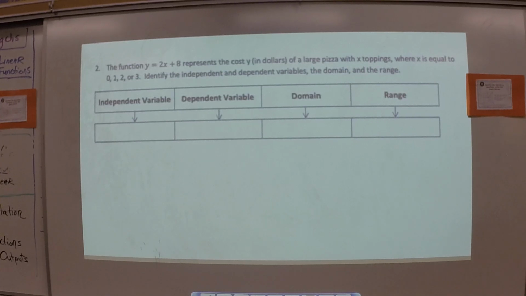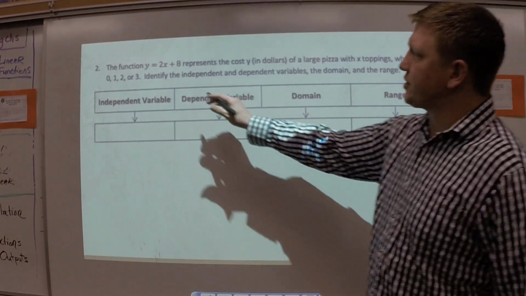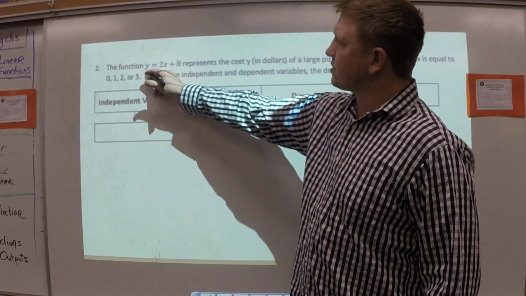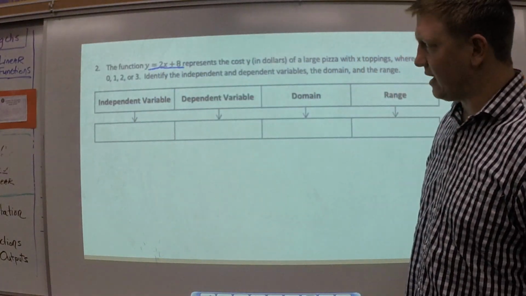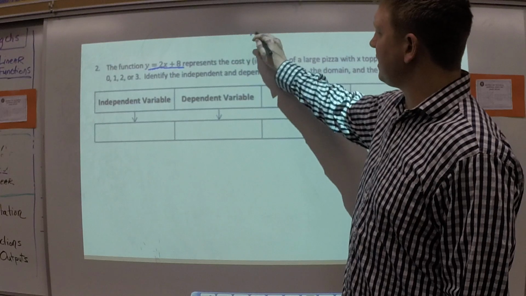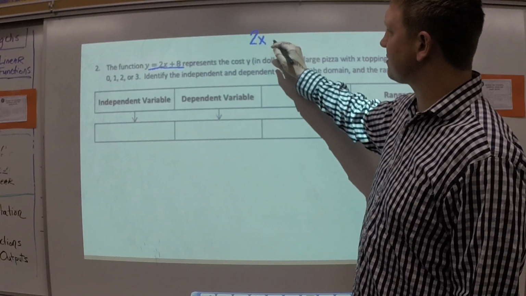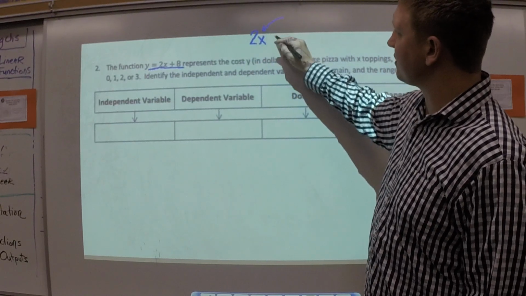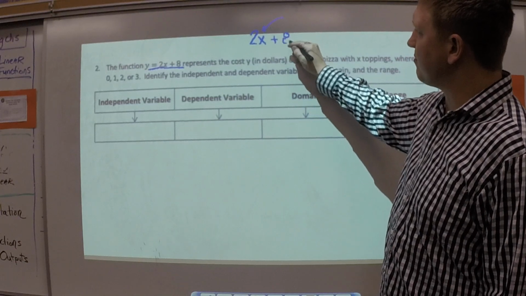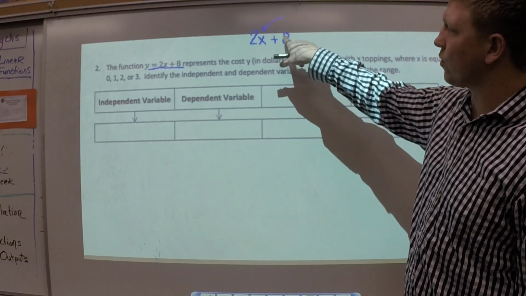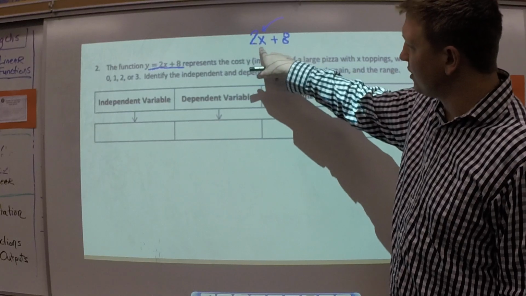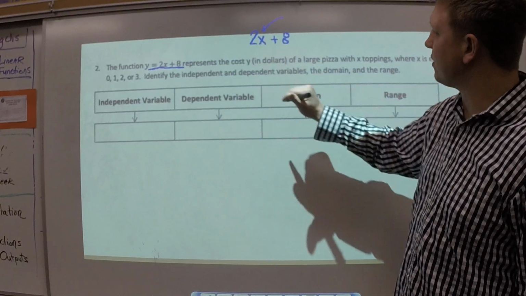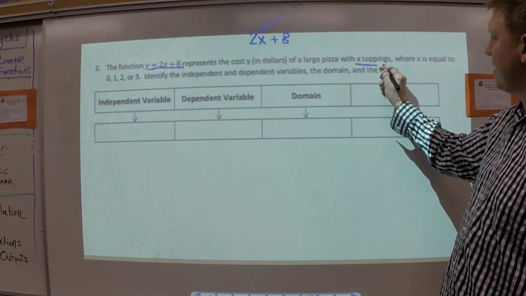As I look at this particular equation right here, y equals 2x plus 8, what does that actually represent? It means that my pizza is going to cost some money based on some values that will go in right there. And the money it's going to cost is $8 for a pizza, plus $2 for every topping. And I know it's toppings because right here it says x toppings.